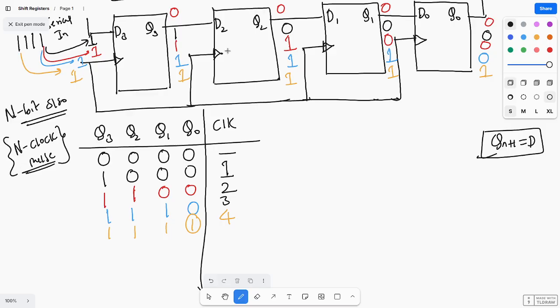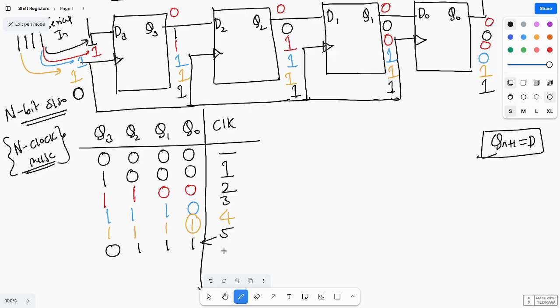Next clock pulse. You are applying the fifth clock pulse. What happens? This will be shifted. So this one will come here, and this one will come here, and this one will come here, and this one will come here. Whatever vacant position is there will be loaded with 0. So here you will get 0, 1, 1, 1. This is at the fifth clock pulse.